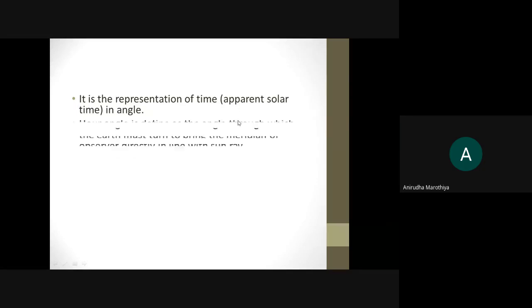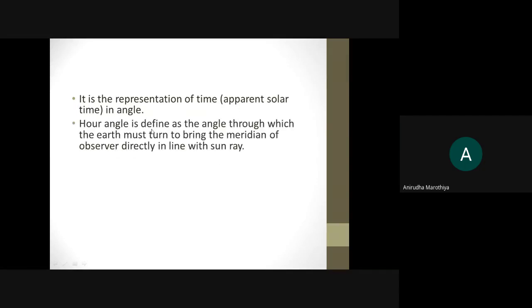So what is R angle? It is nothing but the representation of time, which is your apparent solar time in terms of angle. Now how to define the exact definition of R angle? R angle is nothing but the angle through which the earth must turn to bring the meridian of the observer directly in line with the sun rays.